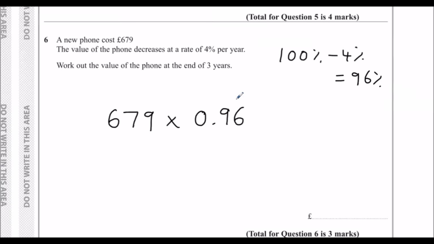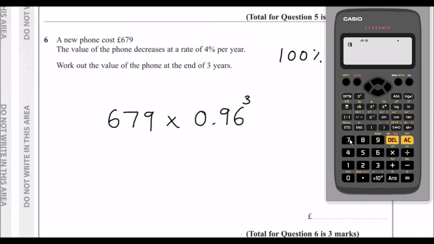So for 3 years, we want to times by 0.96, times by 0.96 again, and times by 0.96 again, which is the same as 0.96 cubed. So 679 times 0.96 cubed. And we get £600 and 74 pence.